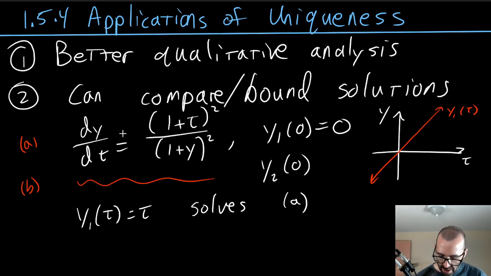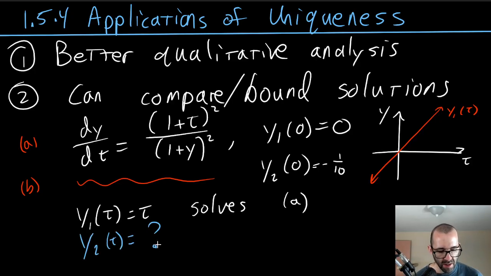All right. Now we also know, what do we also know? That if we have a second initial condition of something that, I don't know, maybe it's negative 1/10. And we don't know what y2 is. So maybe y2 of t equals something. And we know the initial condition is going to be really close under here.